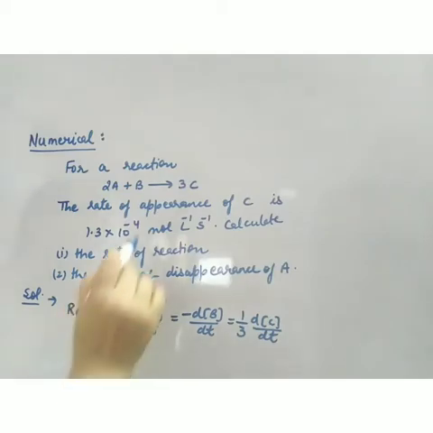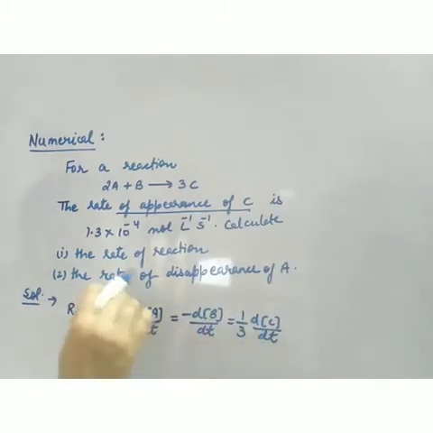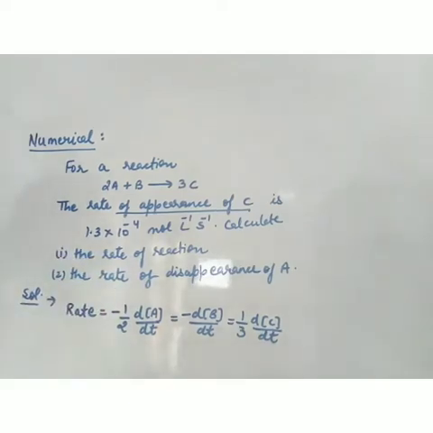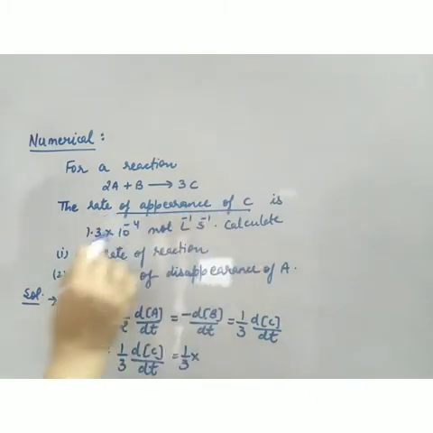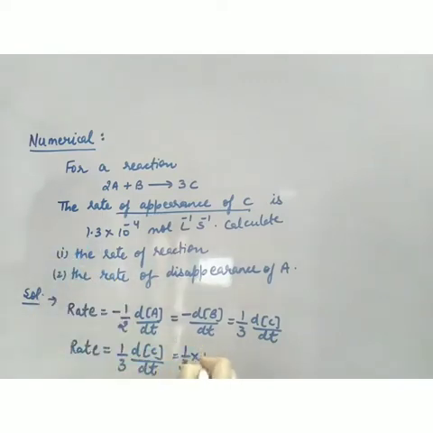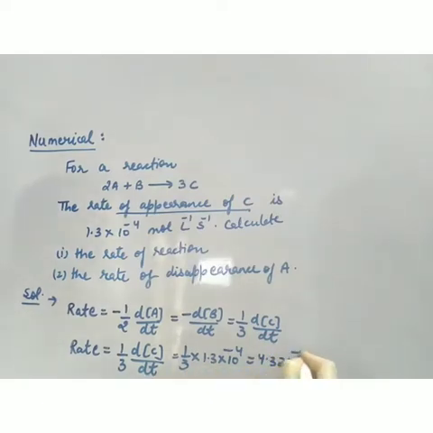So what is given to me? The rate of appearance of C is given, means dC upon dt is 1.3 into 10 to the power minus 4. So what is rate now? Rate is equal to 1 upon 3 dC upon dt, and dC upon dt is given to me. So this rate of appearance of C is this dC upon dt, 1.3 into 10 to the power minus 4. If we solve it, the answer will be 4.33 into 10 to the power minus 5.